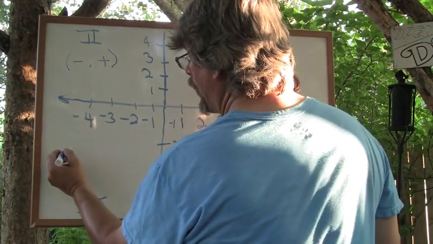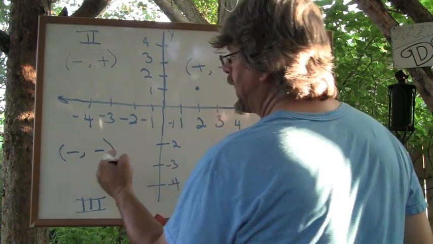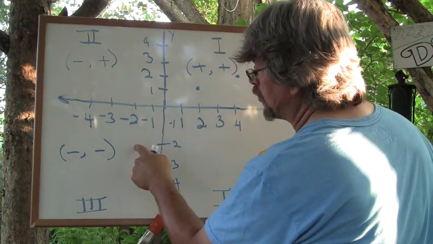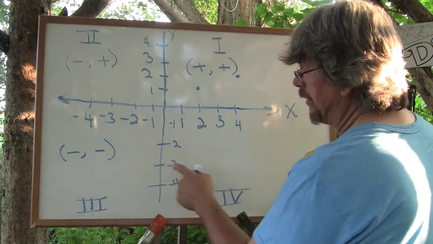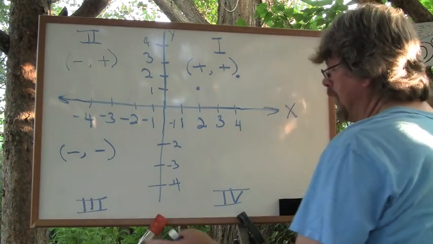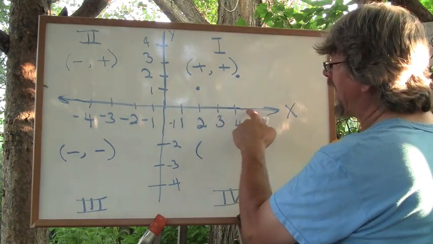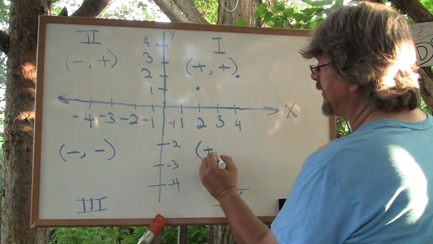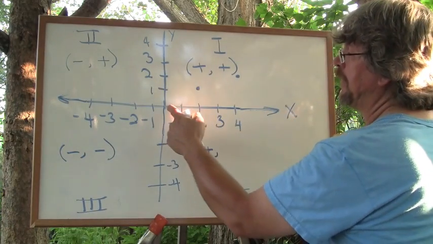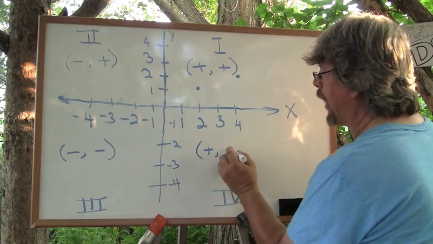In the third coordinate, you have a negative and a negative. You go over negative on x, and then you go down negative on y, so it's a negative and a negative. In the fourth coordinate, you come over positive on the x-axis. You always start on the x-axis. You come over positive, and then you go down negative into the y.